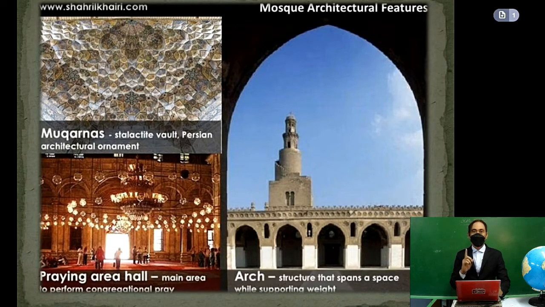The arch, a structure that spans a space while supporting weight. Here, the only difference between the Roman and Islamic arch is that the Islamic arch has a point. It is called a pointed arch, while the Roman is a half circle arch. That's the difference.